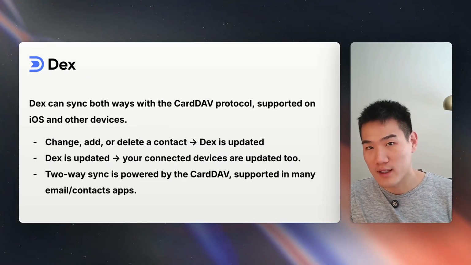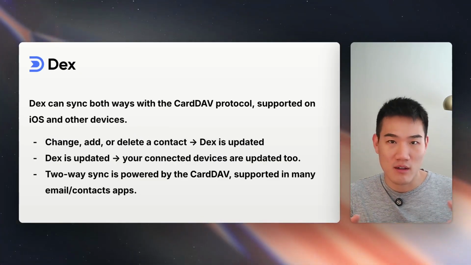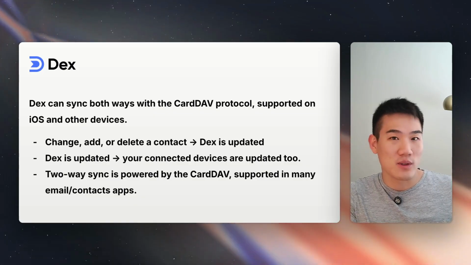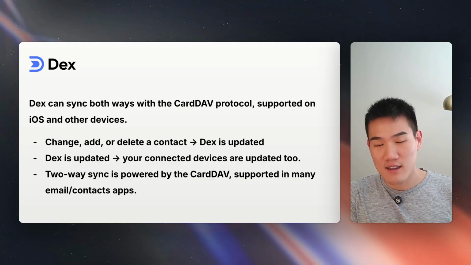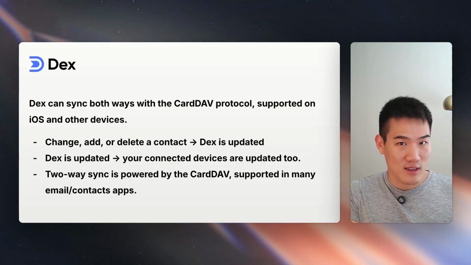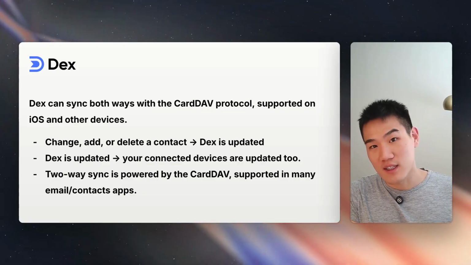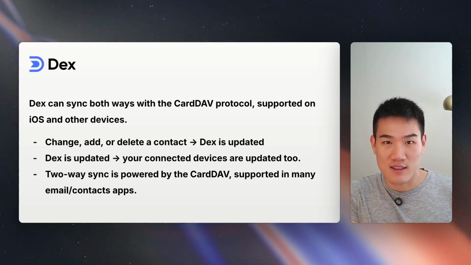Dex can sync both ways with the CardDAV protocol, supported on iOS and other devices, so that when you change or update or delete a contact on your device, Dex will get updated, and vice versa. On Dex, if you delete, change, or update a contact, your connected devices will have updated contacts as well.